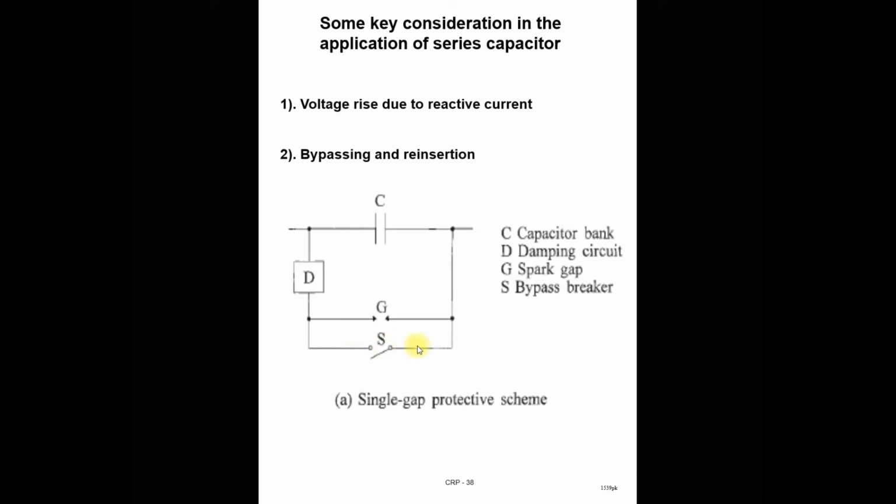And once the fault is removed, this bypass breaker is opened, and normally the current flows through this series capacitor. So that is called reinsertion.